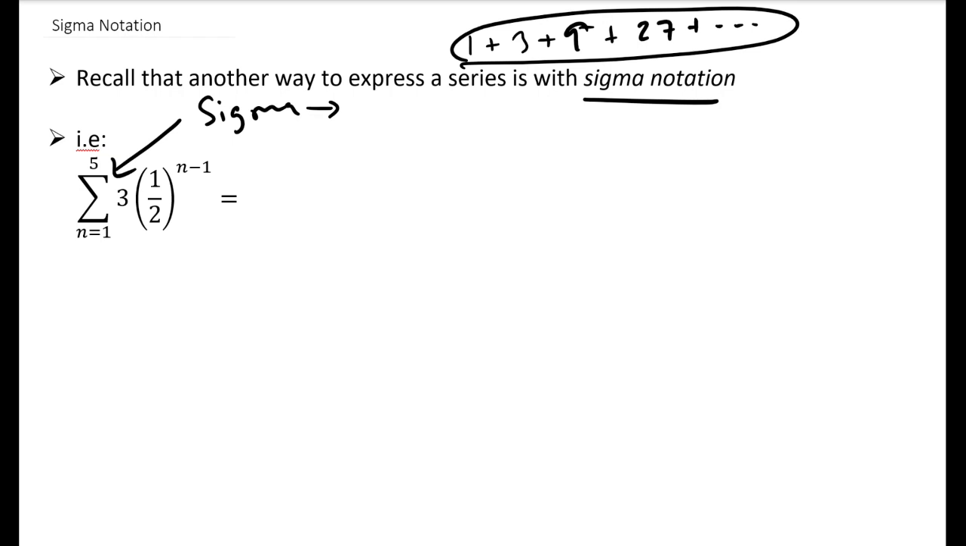So sigma here equals sum, and sum means you're adding. That's why it's called a series, because in a series you're adding stuff together. All right, so that's what the sigma stands for.